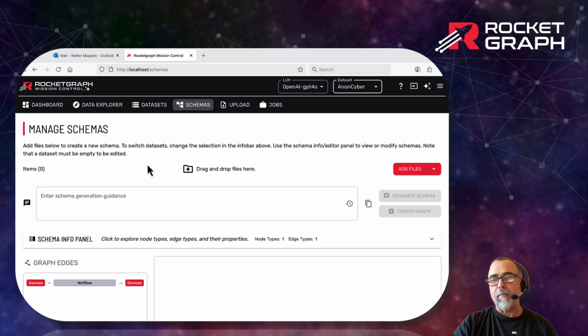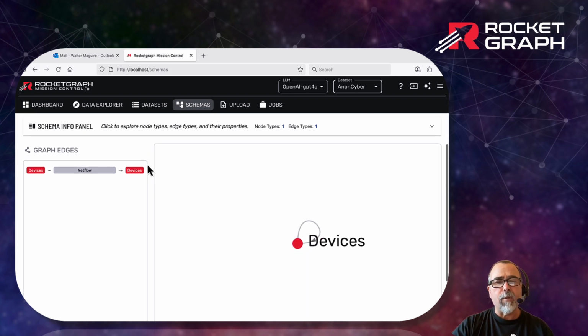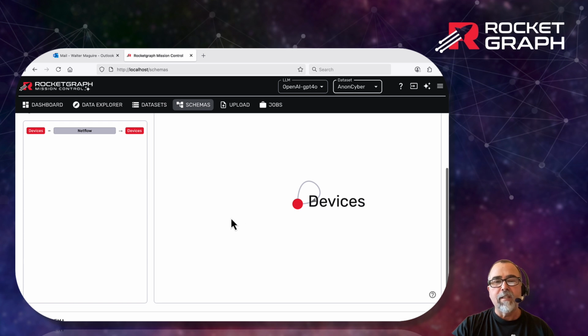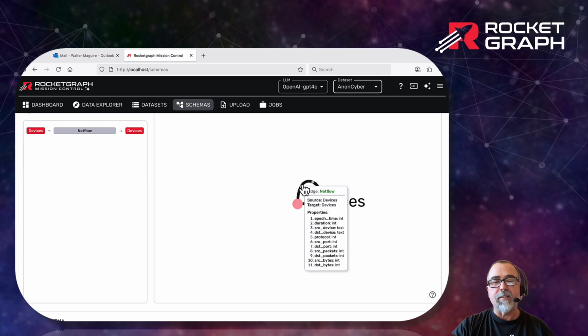We're going to talk about that a bit. This is a synthetic data set published by the Los Alamos National Lab. And this lets you look for things like pass the hash attacks in your data. Net flow data, again, pretty simple schema. Devices are nodes. I've got my net flow as an edge.